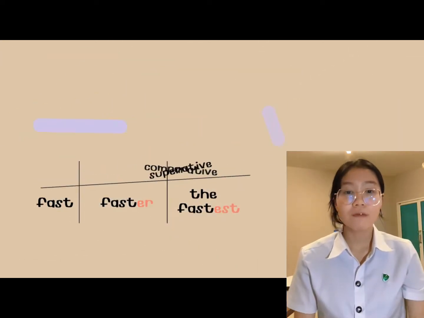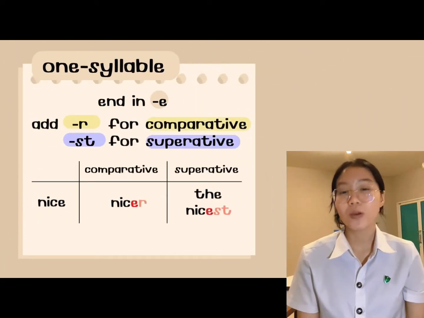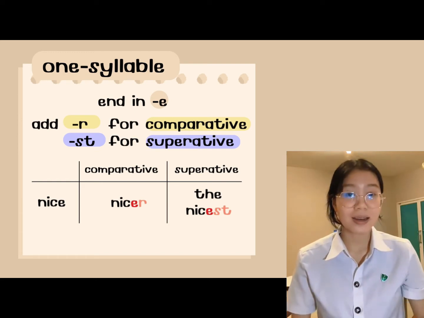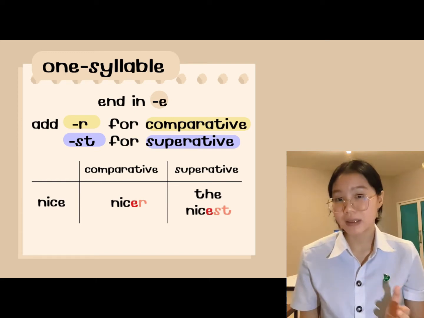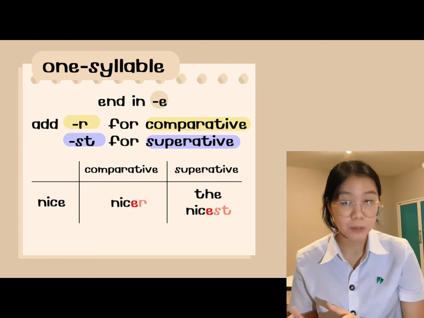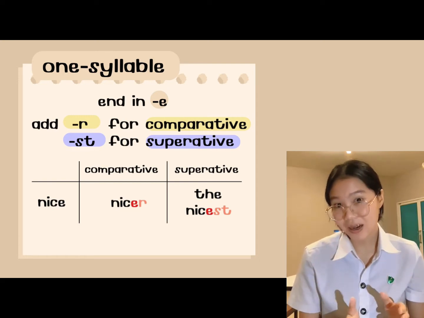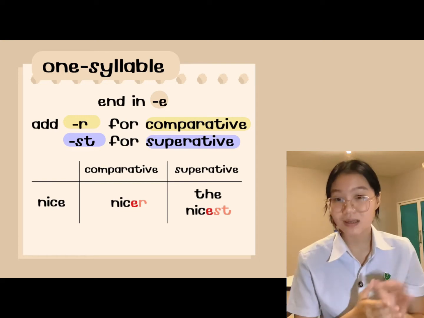If an adjective ends in e, we add -r and -st. For example, nice becomes nicer and the nicest.